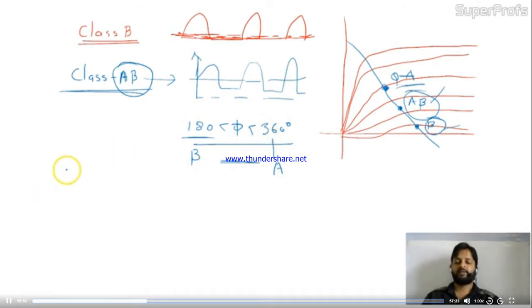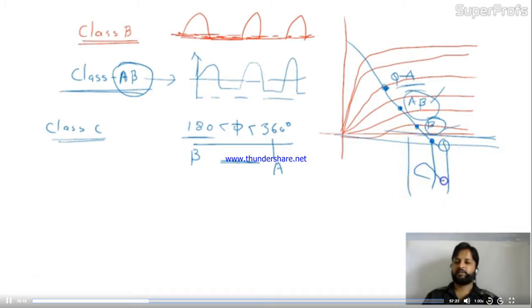Is it okay? Now if I talk about the class C amplifier, for class C we'll choose the Q point over here, below cutoff. In this case, if you apply the input over here, you will get a very minimum amount of the input at the output, like this.